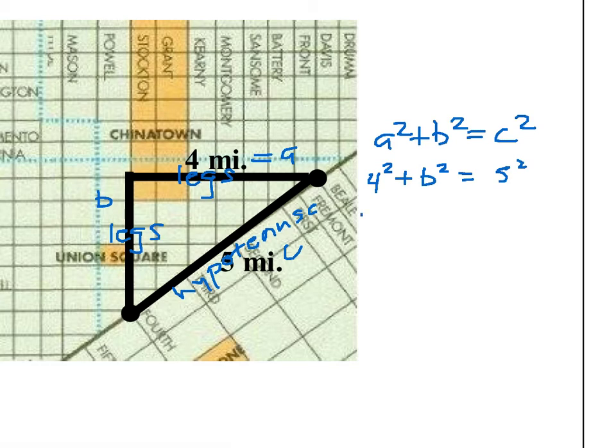All right, so we can go ahead and do our squares. That gives me 16 plus b squared equals 25. And now I need to solve this equation. Well, what's been added to our unknown term? 16's been added, so what do we need to do as the inverse operation, Alyssa?